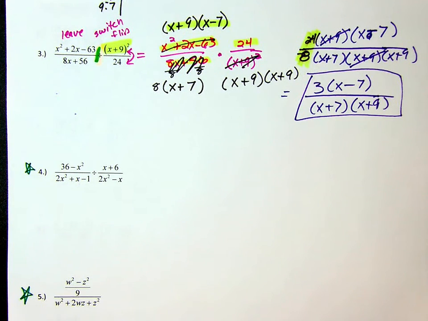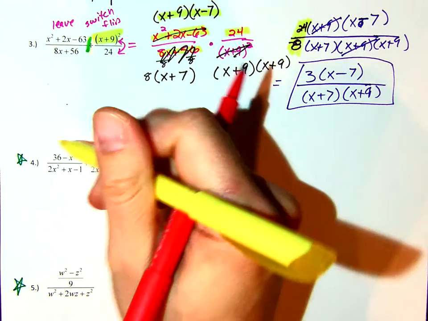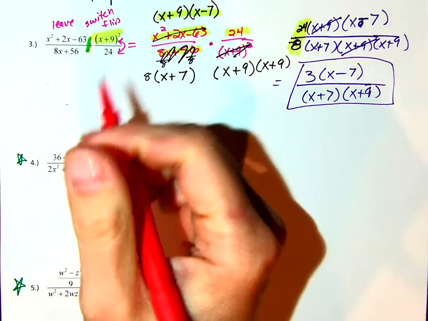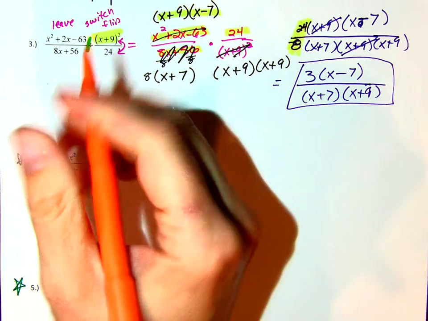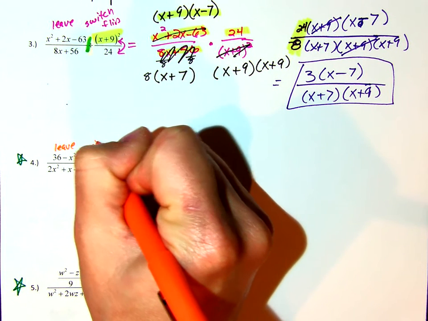Alright, number 4. Same basic starting point, right? Because there's division between them, we are going to have to do the leave, switch, flip.